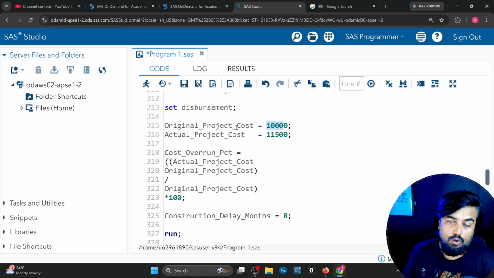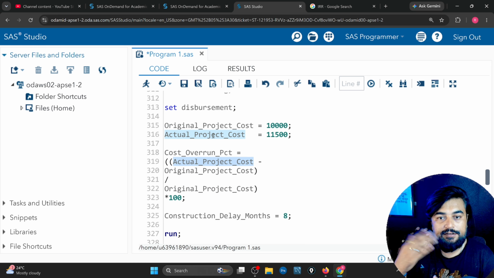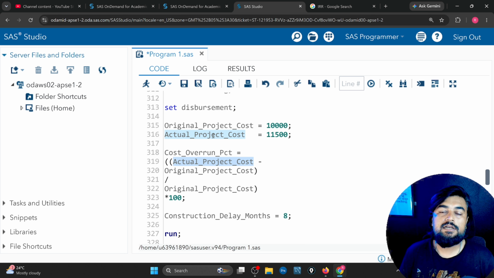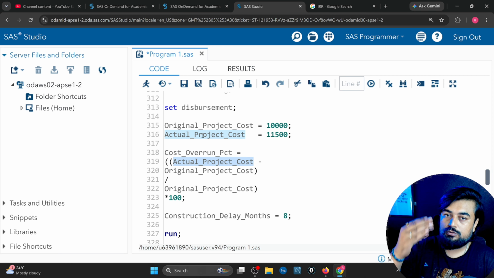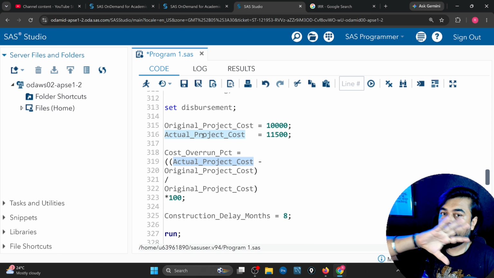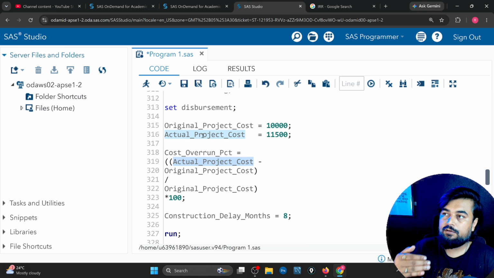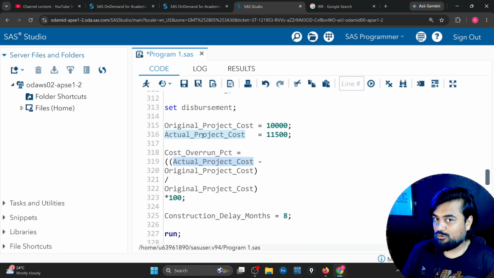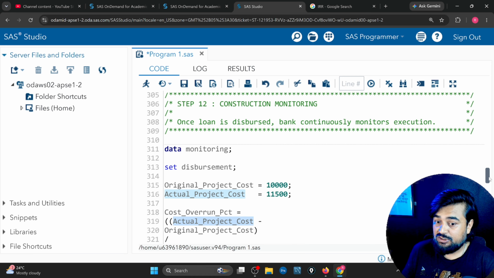Like, the original project cost was, let's say, 10,000 crores. So they will check whether the actual project cost is going higher than this, because this can happen, right? Because the labor may have increased their fees, or the raw material cost may have increased suddenly because of inflation or any other reason. All those things can come suddenly. So that's why the bank always tracks the actual project cost at a certain period of time during the whole life cycle. It's not that on day one we said 10,000 crores, so it will be done in 10,000 crores. Sometimes it will be done in 15,000 crores also. So the bank will surely check all that. In this step, the step is construction monitoring.